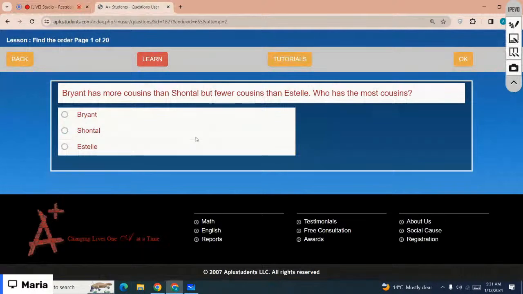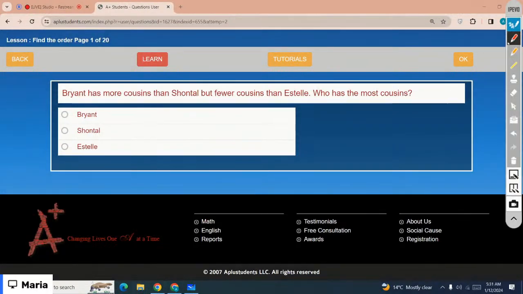Brent has more cousins than Shontal, but fewer cousins than Astel. Who has the most cousins, right? Okay. So Brent has more cousins than Shontal, right? So just make the order, right? Brent has more and Shontal has less, right? But fewer cousins than Astel.